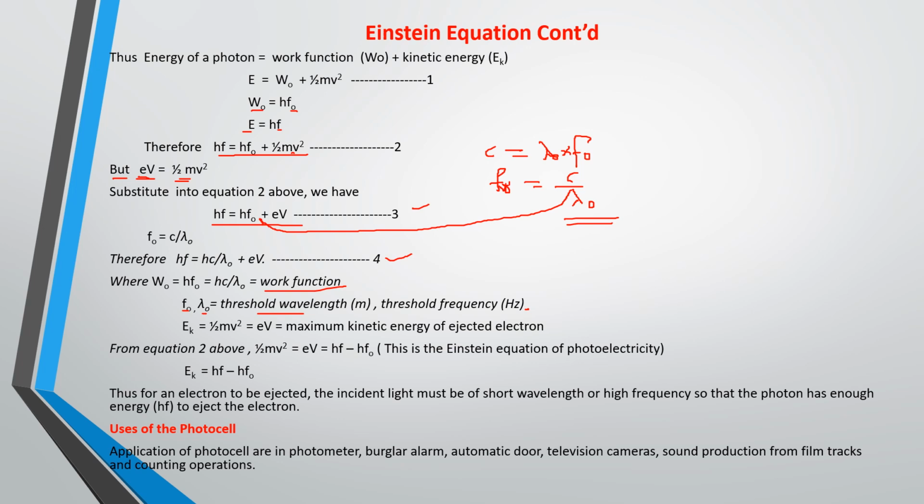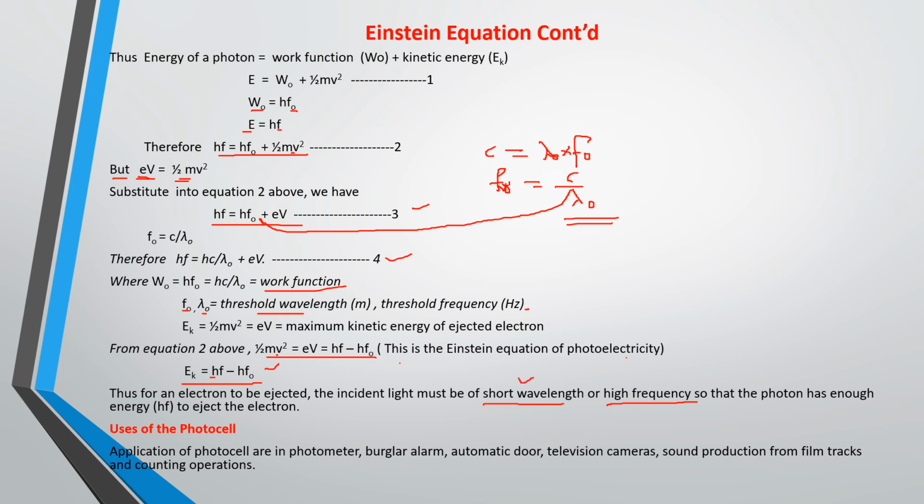So we have said that from this equation you can actually write this. And I said this is the Einstein equation of photoelectricity. So remember that kinetic energy, which is 1/2 mv², is equal to hF minus hFO. If you look at all these equations, what we can deduce is that for an electron to be ejected, the incident light must be of short wavelength but of higher frequency. Take note of this statement.